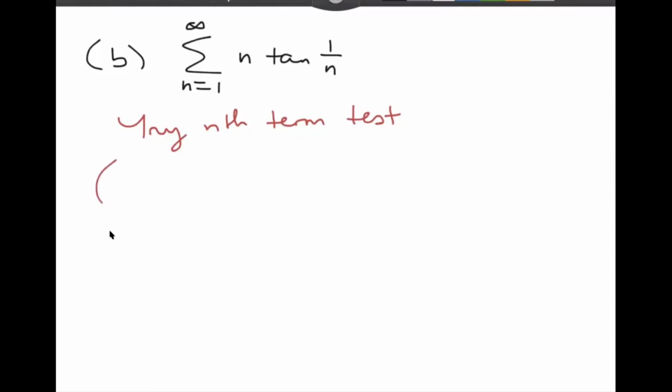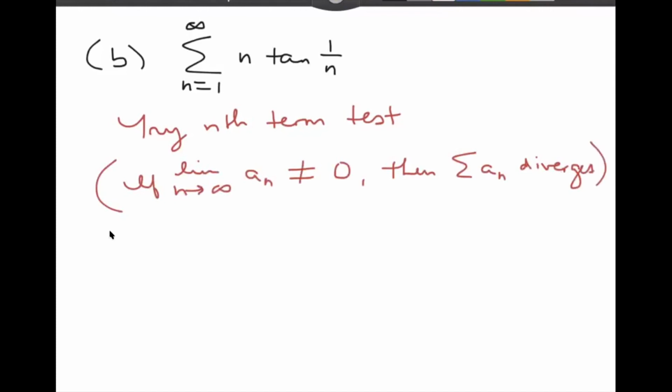It says that if the limit as n approaches infinity of a sub n is not 0, in other words, it comes out to something other than 0 or doesn't come out to anything, the limit doesn't exist or it's infinite or whatever, then the series diverges. Okay. When I go to use the nth term test and the limit is 0, then I feel a little disappointed because I didn't learn anything about whether the series converges or not.